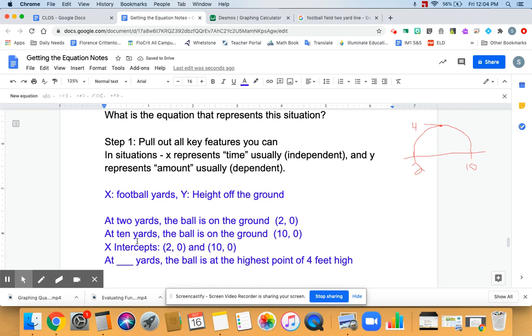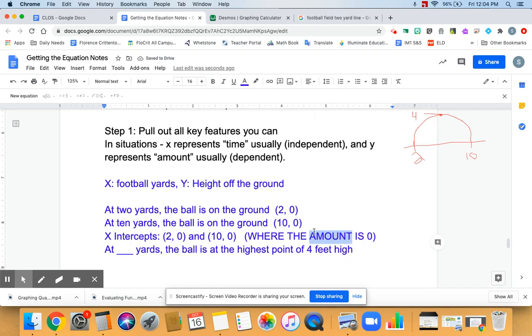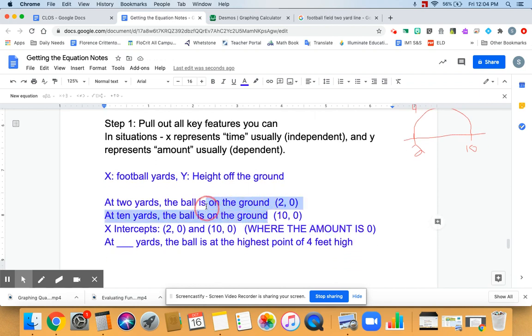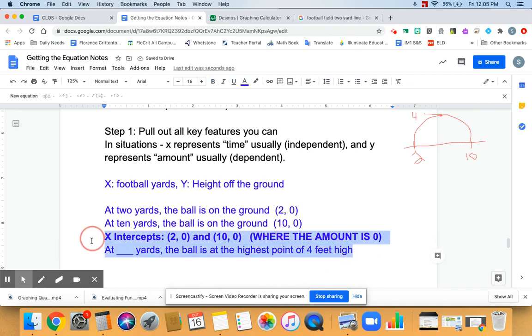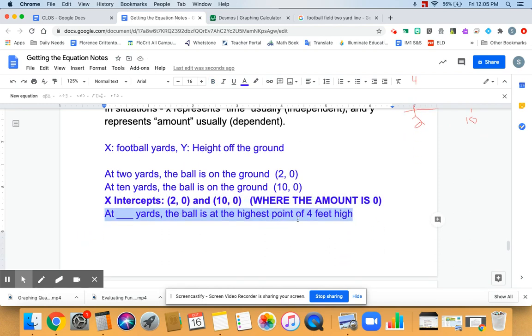In a situation, if you're trying to find x-intercepts, you want to look where the amount is 0. Because for x-intercepts, y is 0, and y just means amount. So we had to look to where our amount was 0. When we had no height is when the ball's on the ground. Therefore, those are my x-intercepts for the situation. This one, is it my y-intercept or is it my vertex? Because it's talking about the highest point, it's going to be my vertex.